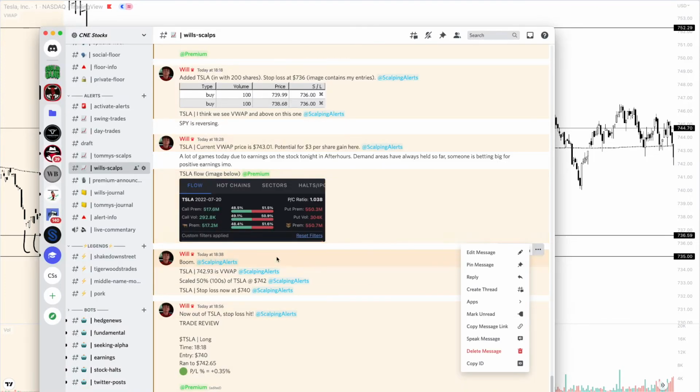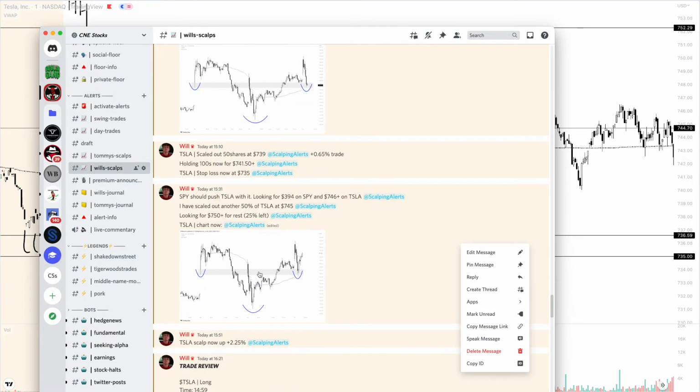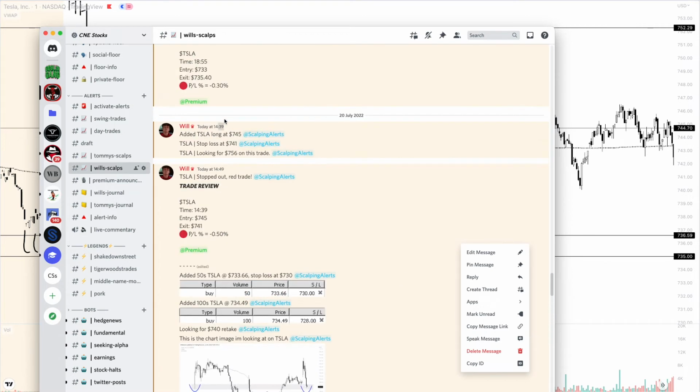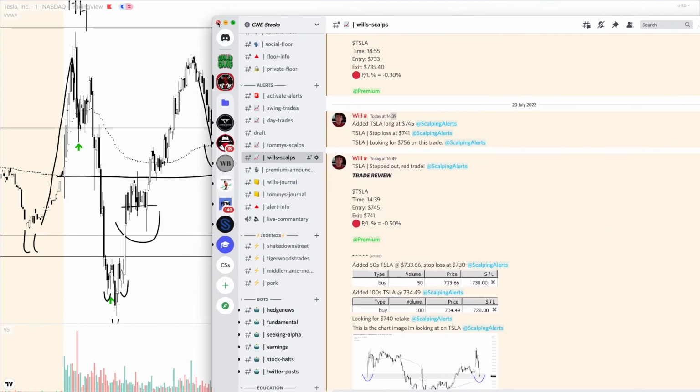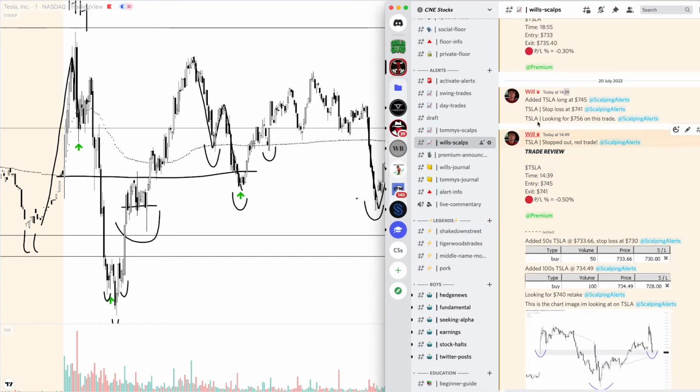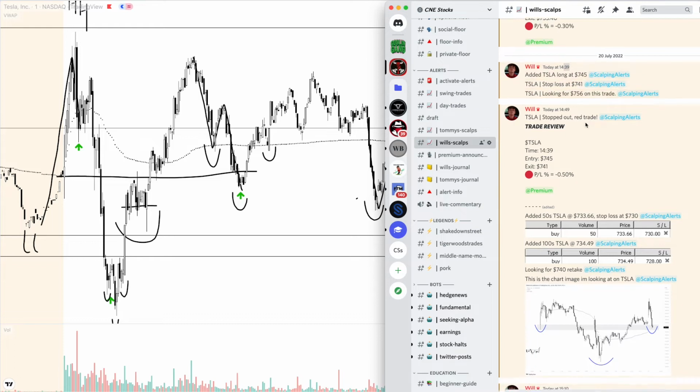So let's just talk about my alerts real quick. This is how I literally alerted the stock today. So first one here was a very, very quick trade. This is the red one. So if we just go through it on the chart, so I said added Tesla long at 745, which was literally this entry right here on the green candle. Stop loss 741, so we lost $4 per share on that trade, right?